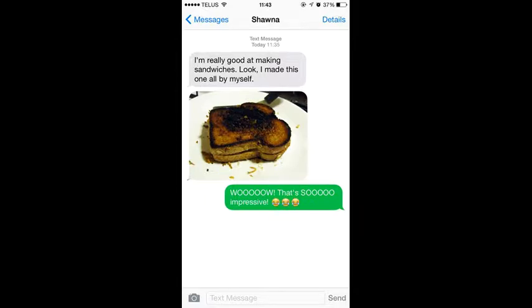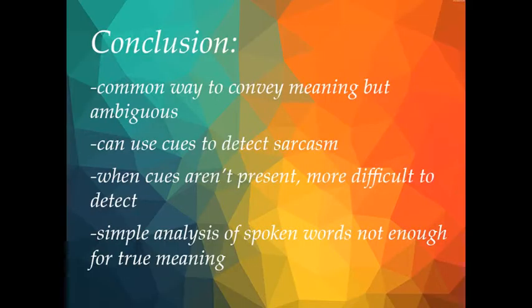Are they actually genuinely impressed? We can also use emojis in order to associate our words with certain facial expressions. But this may still be ambiguous. All in all, sarcasm is a very common way to convey meaning, but its meaning can be ambiguous. We can use certain cues, such as body language and facial expressions, word elongation and stress, voice pitch, and emojis when we talk about text messaging to try to detect sarcasm.